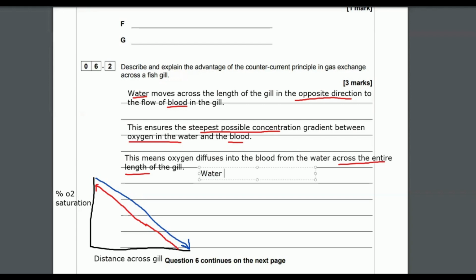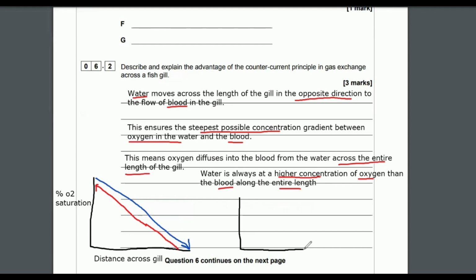So 0 for the blood is on the other side of the x-axis. As the blood moves across the gill, the water is always at a higher concentration of oxygen than the oxygen concentration in the blood. So movement is always from the water to the blood. Now, you might say, what's special about that? Well, let's look at what happens if the blood and the water traveled in the same direction.